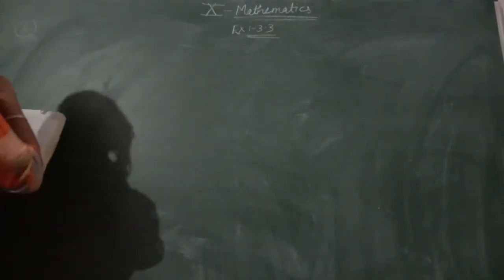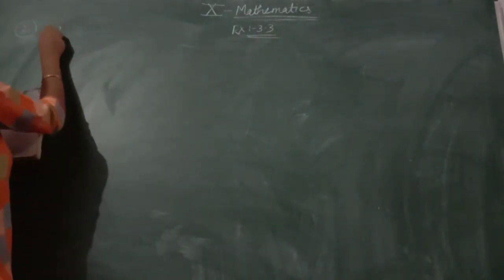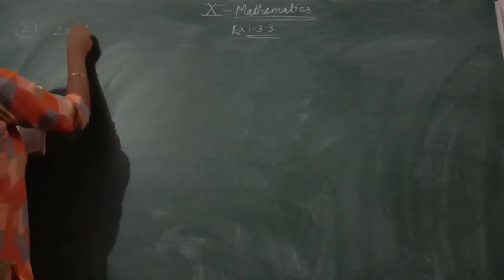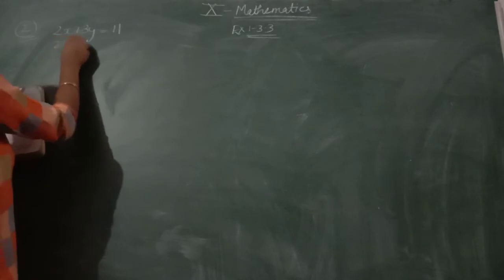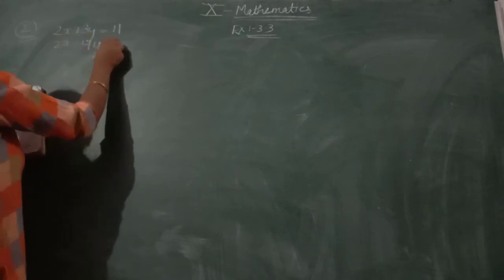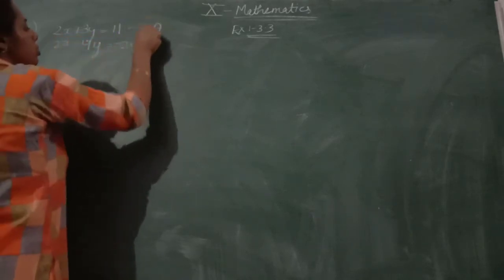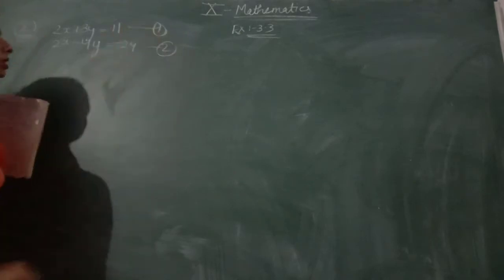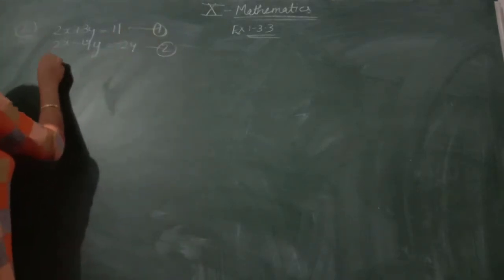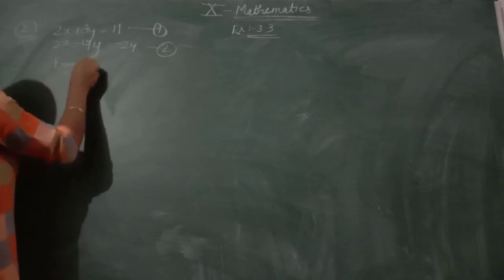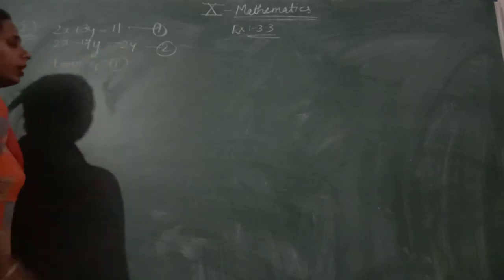What is the statement in the second question? You have to solve 2x + 3y = 11, and the second equation is 2x - 4y = -24. You have to solve this pair of linear equations by the substitution method. From the first equation you can get the value of any variable.